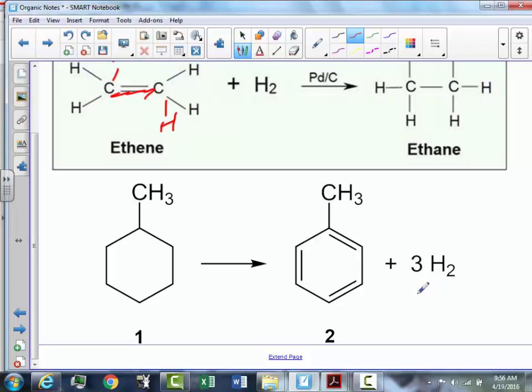We actually have another name for this as well. This is called an elimination reaction when we talk about this in a week or so. Because you're eliminating off hydrogens.